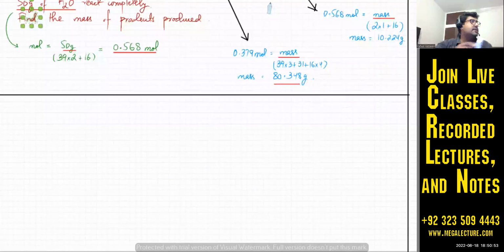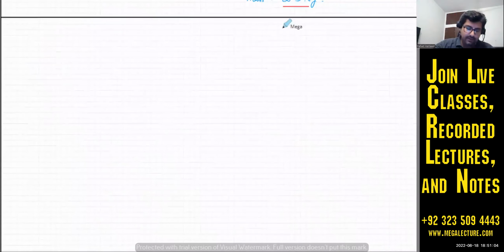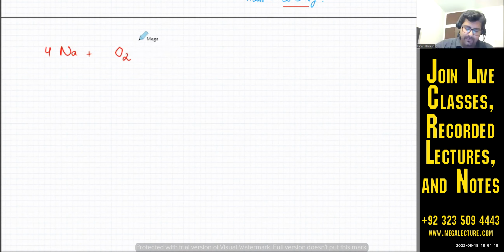I'll just have another question जैसा कि हम कल कर रहे थे. So the question is कि there's an equation. Okay, so again you've got an equation, and that equation is that there's four sodiums and they react with an oxygen gas molecule and they end up producing. Okay, what do they end up producing? They produce two sodium oxides. Okay, so that's the equation.